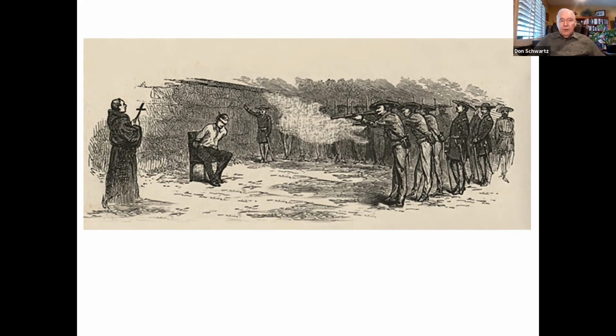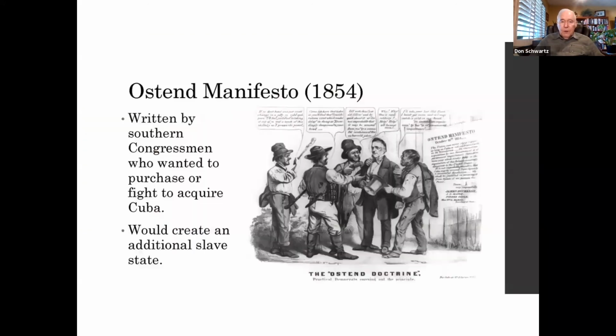There were two other attempts to annex Cuba in the years leading up to the Civil War. In 1854, Southern congressmen proposed purchasing Cuba from Spain and turning it into a slave state. But that effort, known as the Ostend Manifesto, was thwarted by Northern congressmen who were opposed to that plan. Then President James Buchanan, who preceded Lincoln, also hoped to annex Cuba, but Republicans in Congress prevented him from doing so.